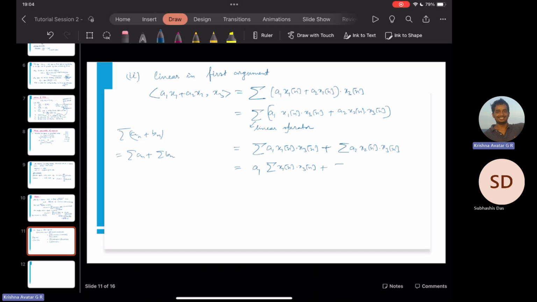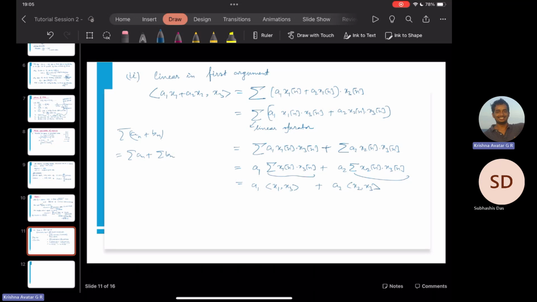Likewise, for this also, you can bring a2 out of the summation operator, and this again follows from the linearity of the summation operator, allowing us to bring a1 out and a2 out of the summation. So here you will have x2[n] x3[n]. This is something familiar to us. So you have a1 inner product of x1 comma x3 plus a2 inner product of x2 comma x3. And that is where this linearity in the first argument holds.